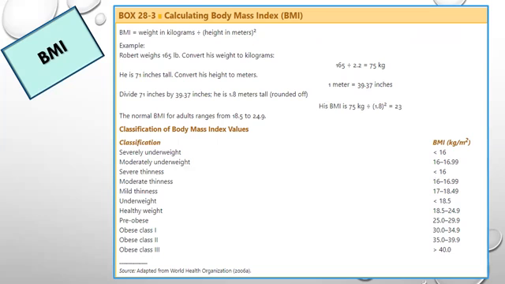BMI accuracy may be limited in athletes. They have larger muscle mass, so it might not be as accurate. Pregnant women, older adults, things like that. That's why it has its limitations. BMI has its limitations. However, it's generally useful in identifying underweight and obese individuals.